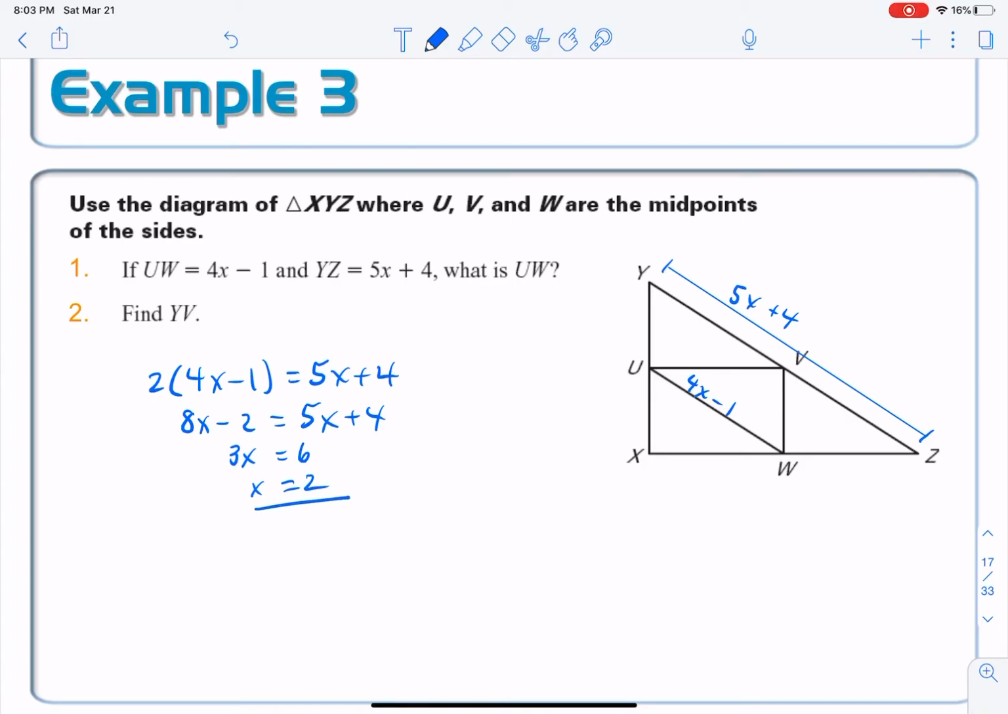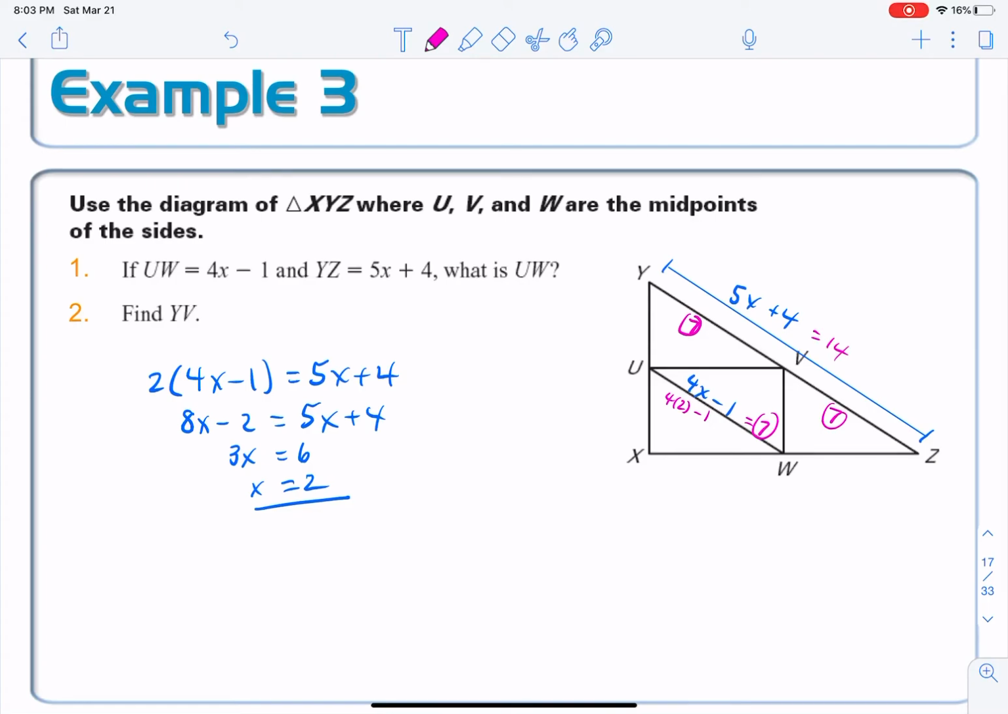All right, not quite finished here because it is asking us what is UW, what is the length of that particular segment. So I've got 4 times 2 minus 1, that's 8 minus 1, I get 7. Okay, and then on part 2, it's asking us how big is YV? Well, YV should also be 7, right? This is very similar to that little patty paper investigation that we hypothetically did in the first video, that all of these triangles are congruent, so this little piece corresponds to this little piece, and they're both 7, which makes this one 7, and so this whole thing should be 14.